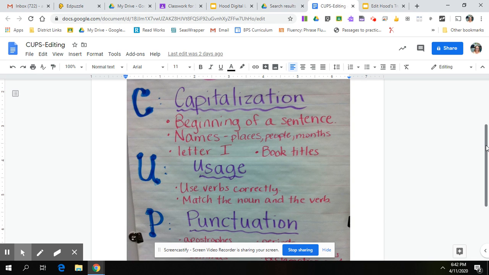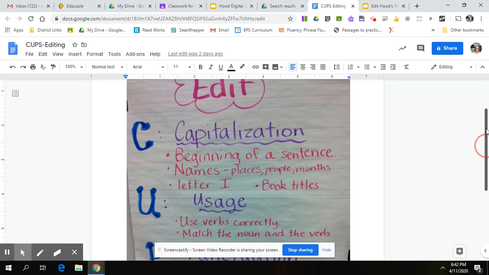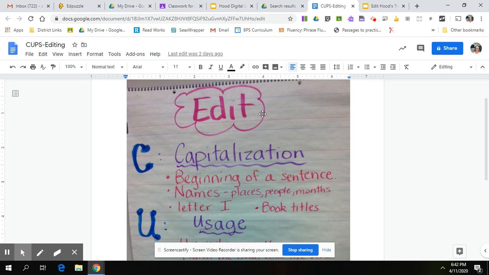Okay, to help you revise and edit, today we're only going to focus on editing. See this word, edit? That means you're going to go in, reread your story that you already wrote, and make changes. Right now, we're going to focus on the beginning of my story, just a very short part, and find some mistakes that I've made that we can change.